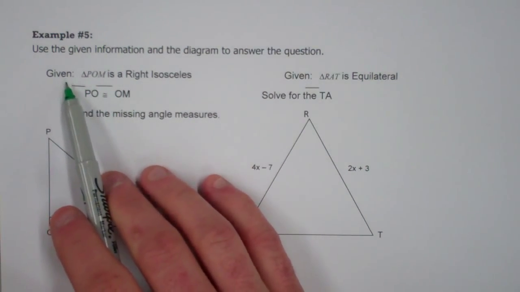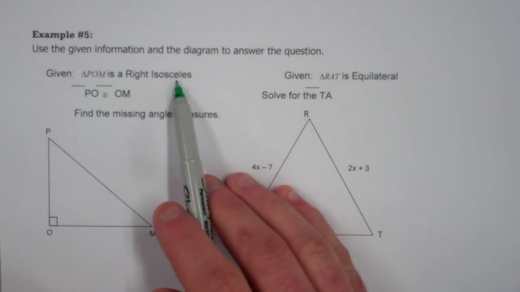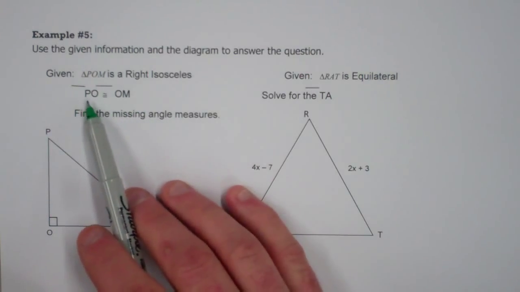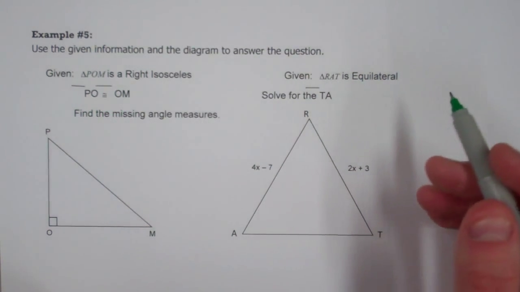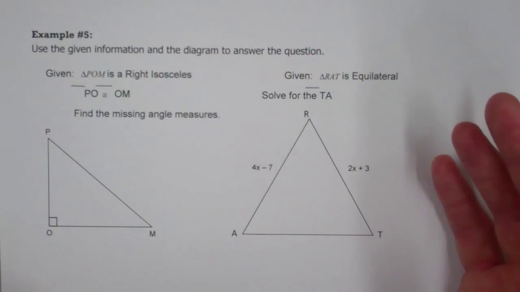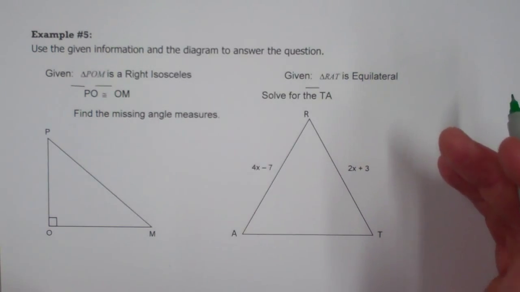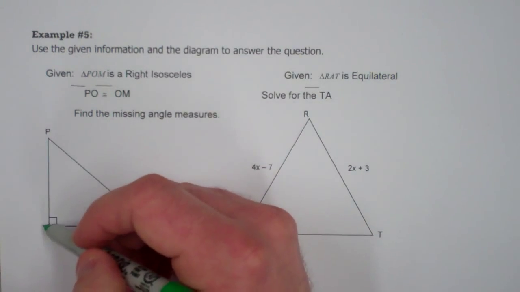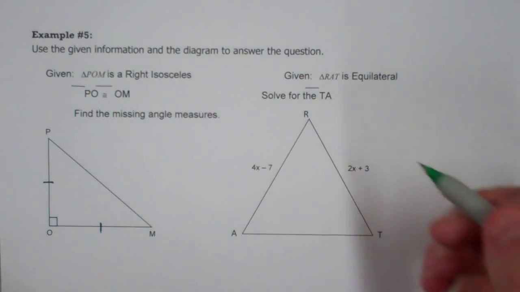But let's take a look. We're given here that triangle POM is a right isosceles, and that PO is congruent to OM. It's really important that you actually make those marks on the diagram itself. It helps organize your thinking, and you'll make fewer mistakes if you do that. So PO and OM would be congruent, so we'll put tick marks there.